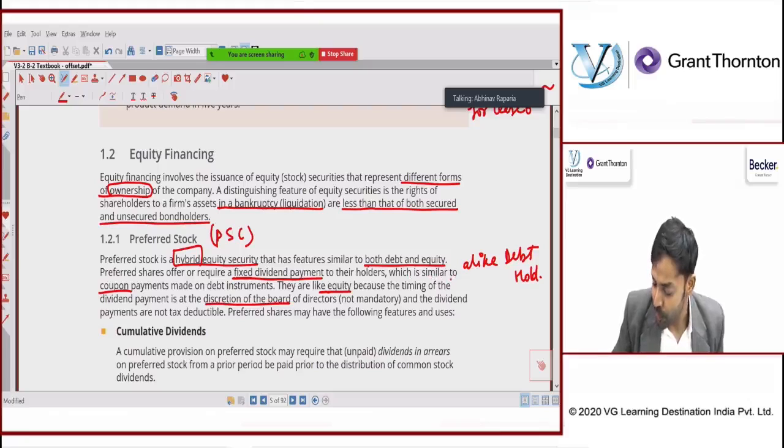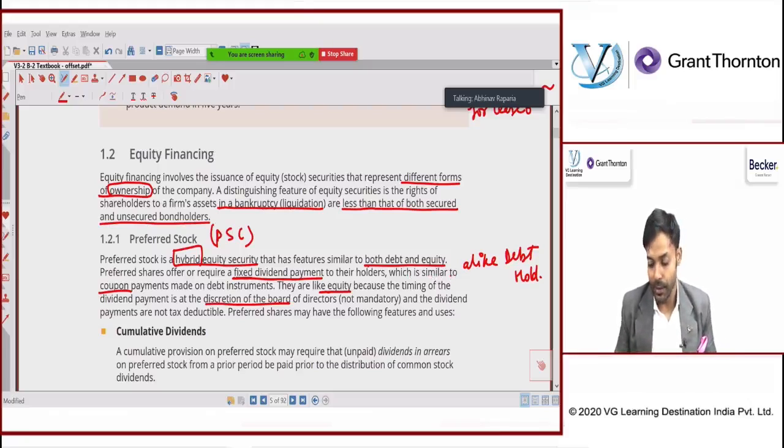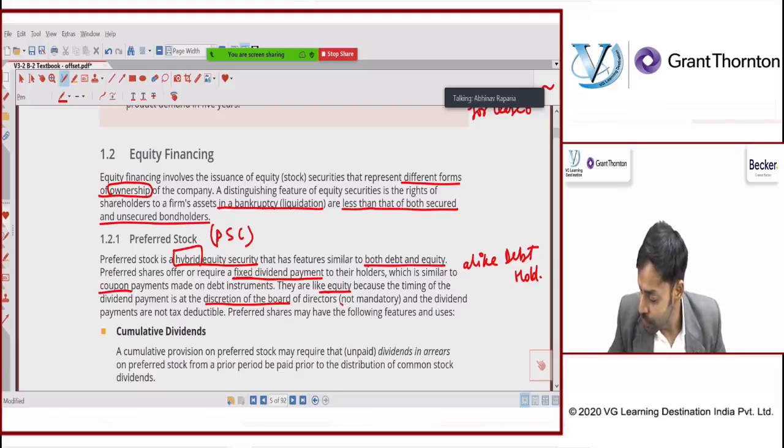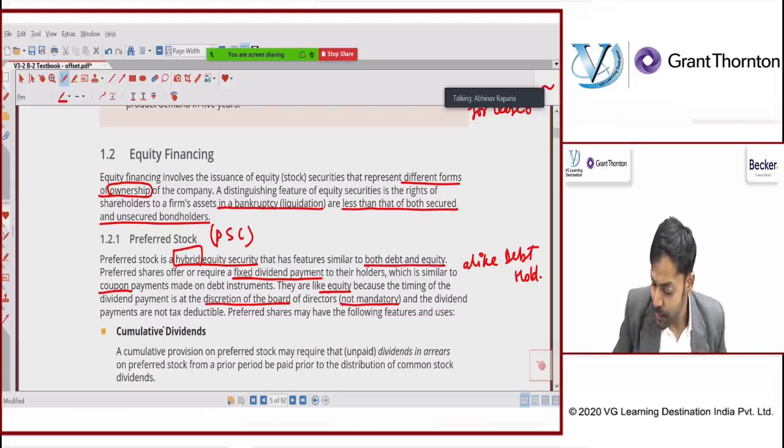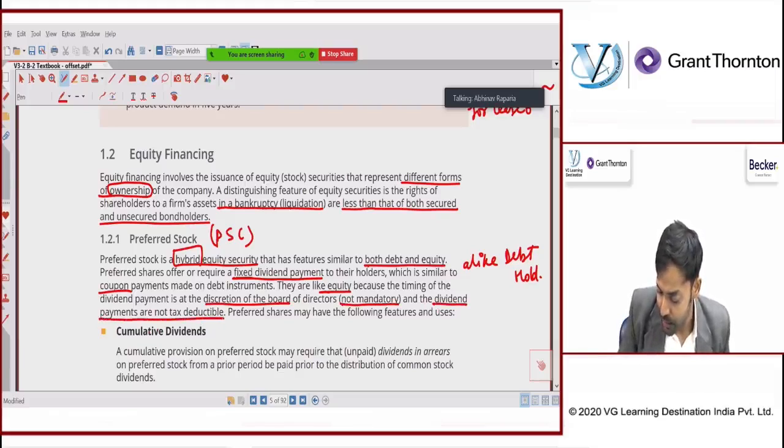So the way it is mentioned earlier, it is a hybrid because you have both the features of the debt and the equity. Debt because you get the fixed amount of the coupon. Equity because you will not get as per your wish, and it is not mandatory. You will get it only when the board decides to do that, right? So it's a hybrid instrument. And the dividend payments are not tax deductible.